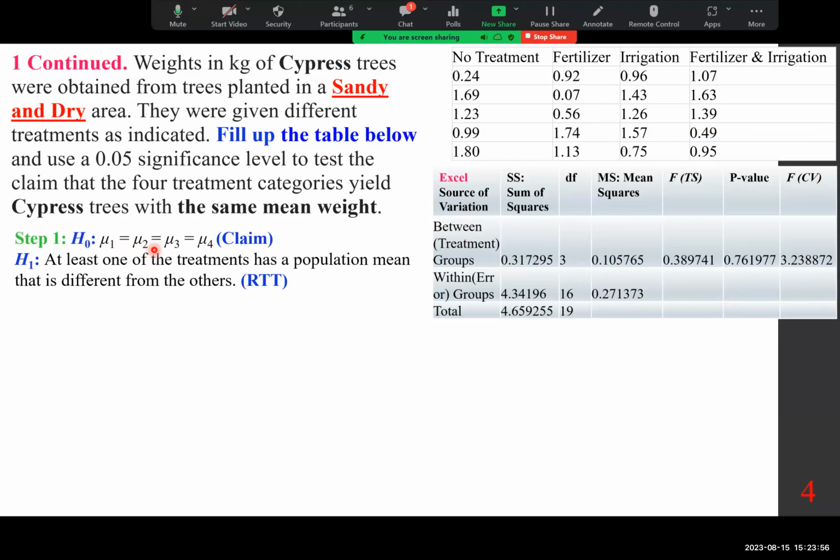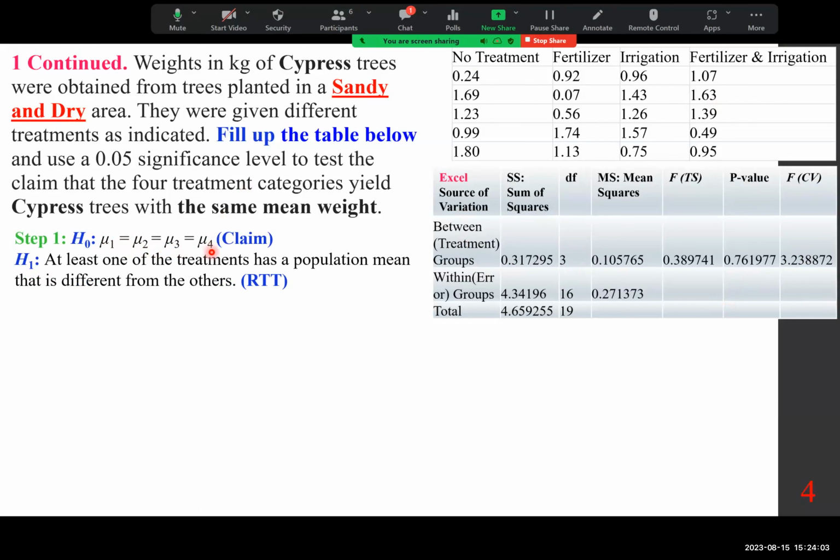H0: mu1 equals mu2 equals mu3 equals mu sub 4. We go as many as we have. We have 4 categories. If we have more, we go more. If we have less, fewer. And that happened to be the claim in this question. At least one of the treatments has a population mean that is different from the others, and it is a right-tailed test. One of those is not equal.